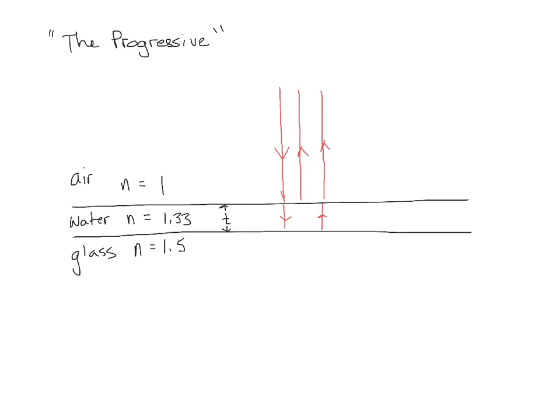path length difference. The other thing we have to realize is that the light that reflects off the air-water interface is going to be inverted, but the light that reflects off the water-glass interface would also be inverted. And so, since it's inverted at both interfaces, we can actually just ignore it completely. And so in this case, our path length difference, delta L, would just be 2 times the thickness of the film. And then remember, we always set that equal to m times lambda.